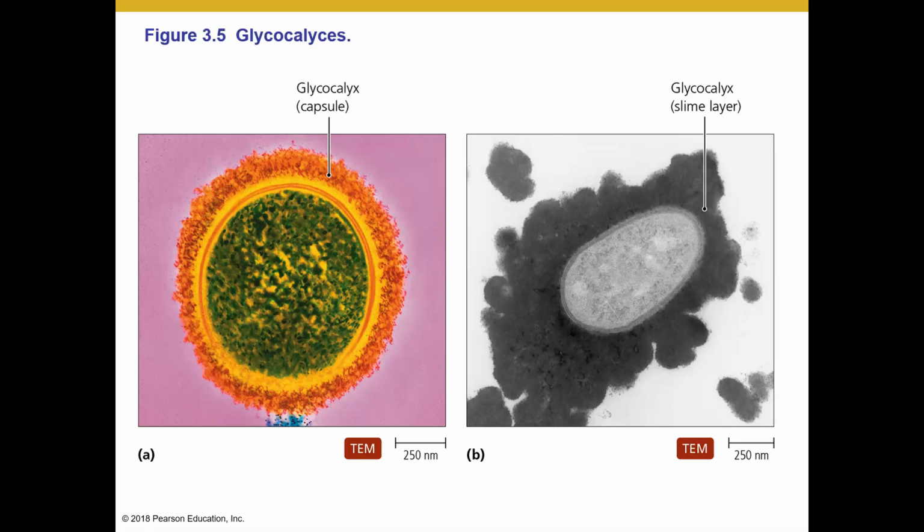This diagram shows both the capsule and the slime layer. Notice how the capsule looks neat and even, while the slime layer looks fuzzy and irregular. The picture also shows how the glycocalyx sits outside the cell wall. It's the outermost layer protecting the microbe. If you stain bacterial capsules in lab, they appear as clear halos around the darkly stained cells. That halo is the glycocalyx.